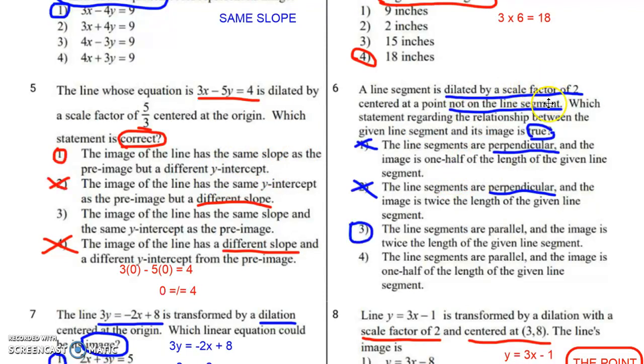Dilated by a scale factor of 2, centered at a point not on the line segment, which means that the line is going to move. It's still going to be parallel, but it's going to move. So the line segments are parallels, correct, not perpendicular, which means right angles.